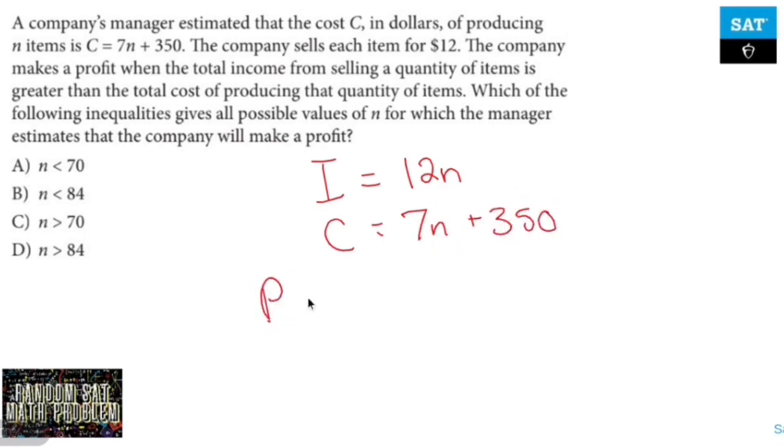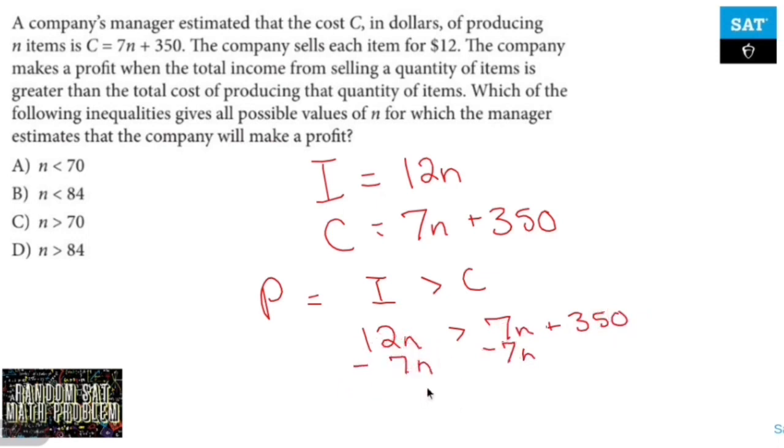Profit is when the income is greater than the cost. So I want 12N to be greater than 7N plus 350. And you just solve this like a regular old inequality. Subtract 7N, subtract 7N. That gives you 5N. 5N has to be greater than 350. Divide everything by 5. N is going to be greater than 70. And that's it.